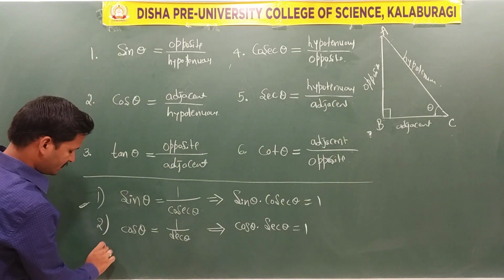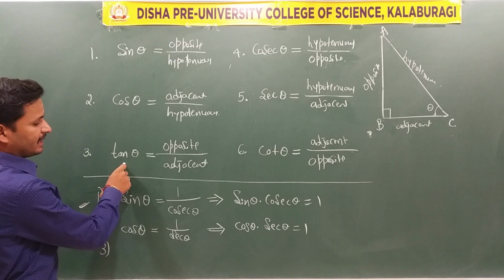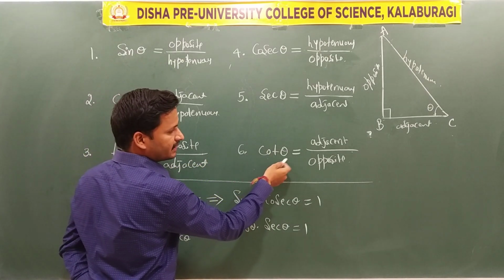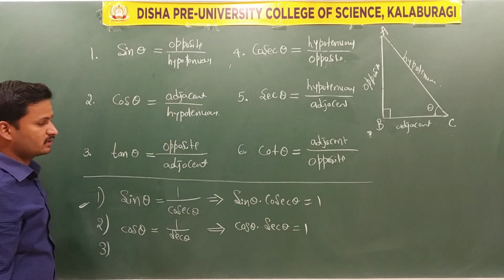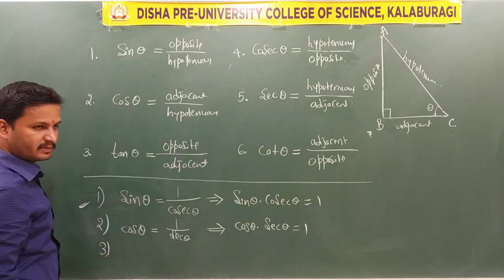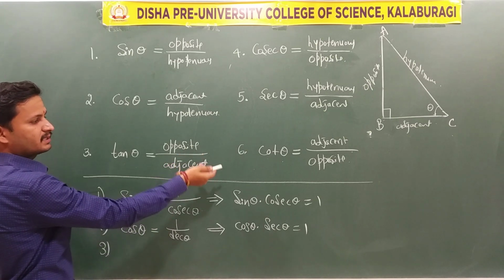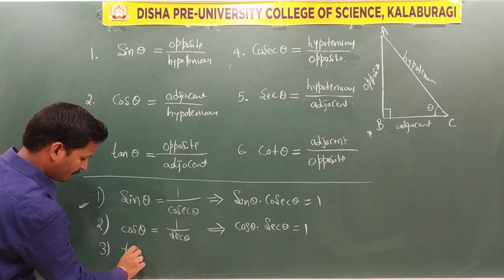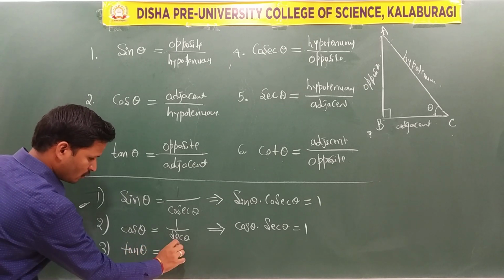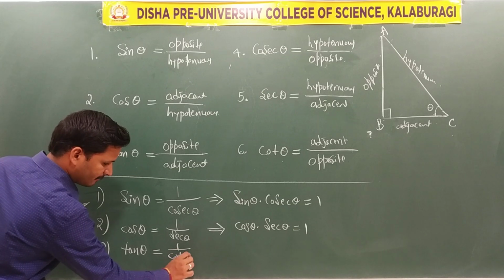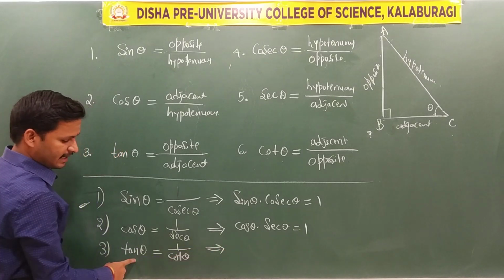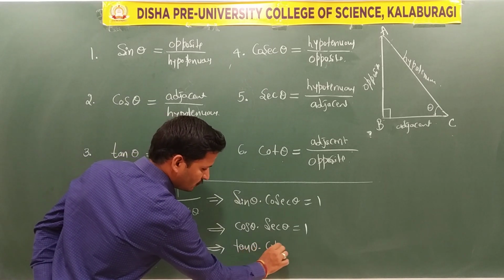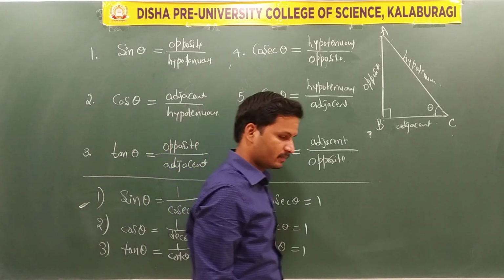And the third one is tan theta, opposite to the adjacent. Here the cot function, cot theta, is adjacent to the opposite. So again tan theta is the reciprocal of cot theta, and the cot function is the reciprocal of the tangent function. Therefore tan theta is equal to 1 divided by cot theta. So then tan theta into cot theta is equal to 1.